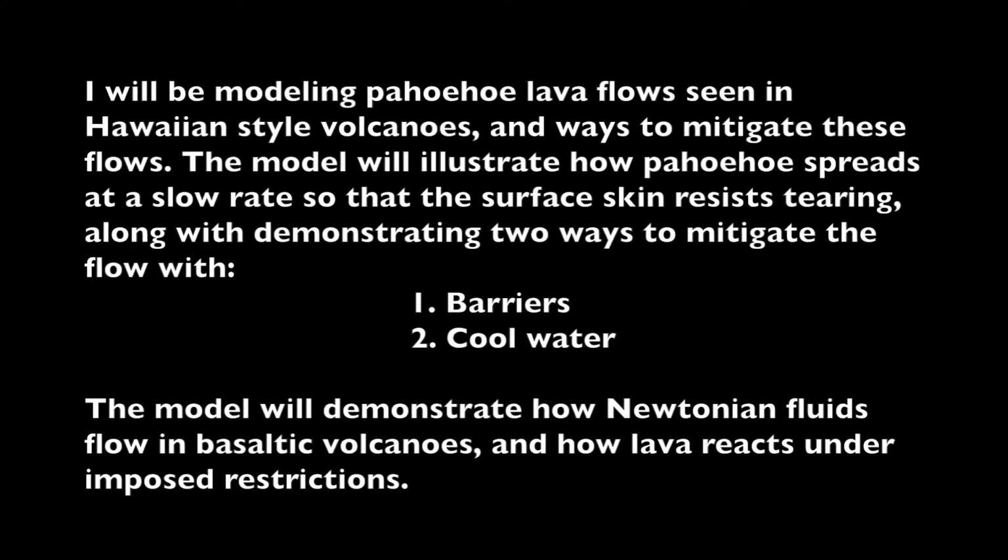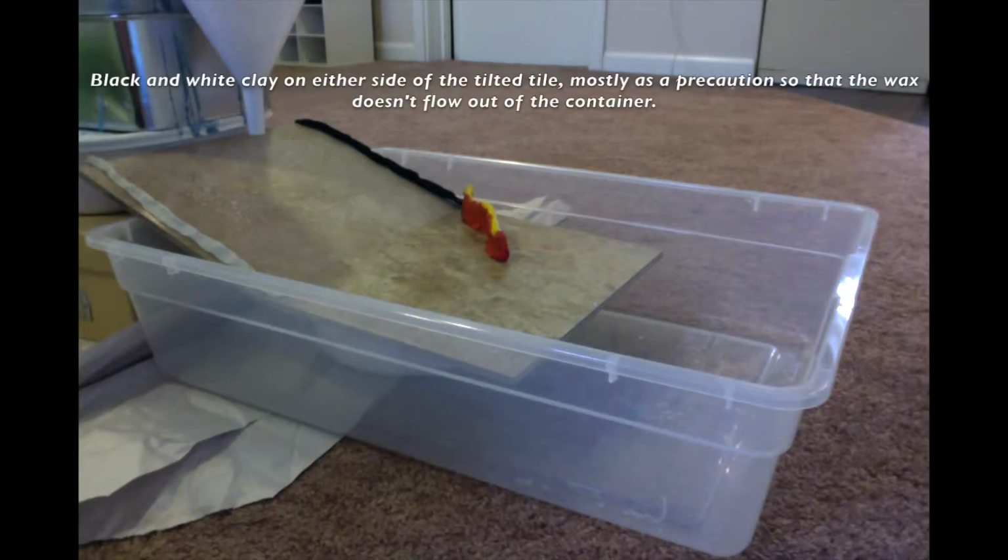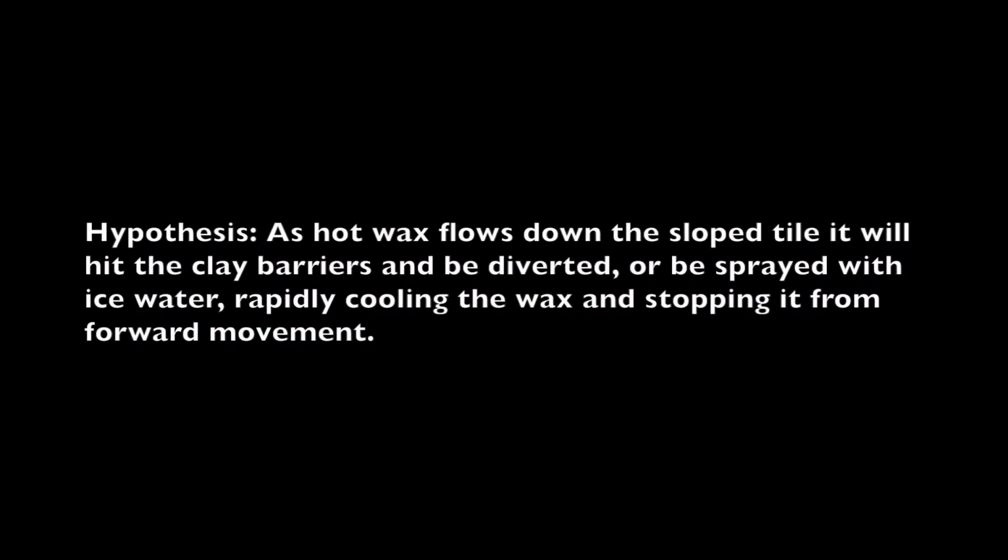The model will demonstrate how Newtonian fluids flow in basaltic volcanoes and how lava reacts under imposed restrictions. My hypothesis is that as hot wax flows down the slope tile, it will hit the clay barrier and be diverted, or it will be sprayed with ice water, cooling rapidly and stopping forward movement.